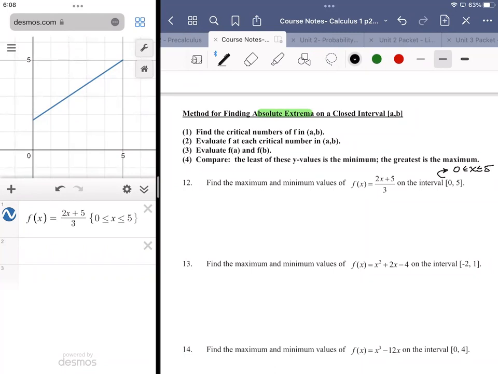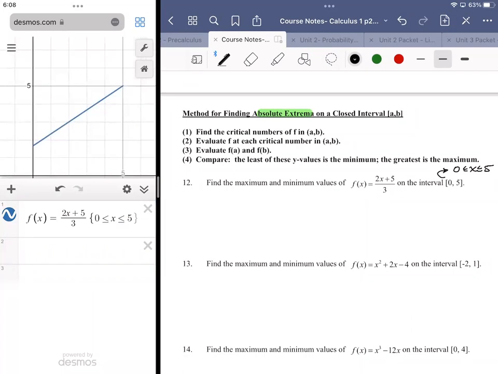So what we're looking for when we say the absolute extrema are the highest and lowest y values over this interval. I mean, it's pretty obvious, I think, that the lowest y value is right down here. The highest y value is right up here. So graphically, we already have the answer.